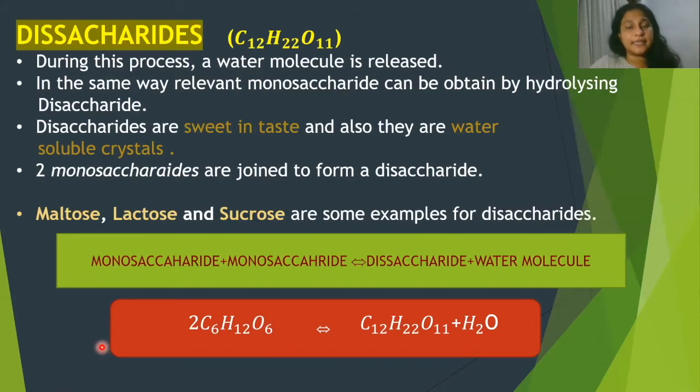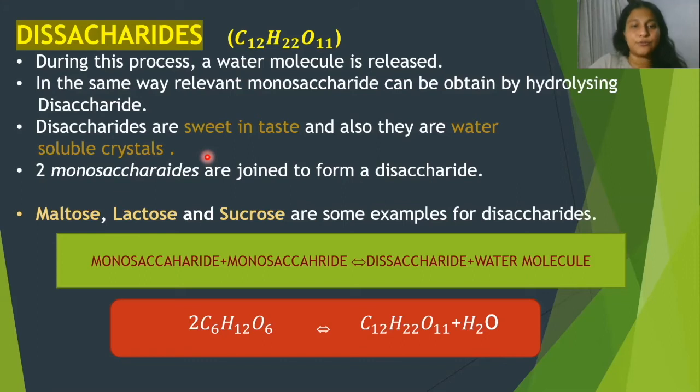And then disaccharides. So C12H22O11. And during this process, a water molecule is released, right? You all can see this: monosaccharide plus monosaccharide gives disaccharide plus water molecule. In the same way, the relevant monosaccharides can be obtained by hydrolyzing a disaccharide. So disaccharides are sweet in taste, and they are also water-soluble crystals. And two monosaccharides are joined to form a disaccharide.